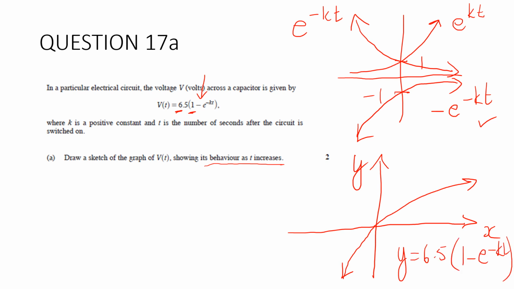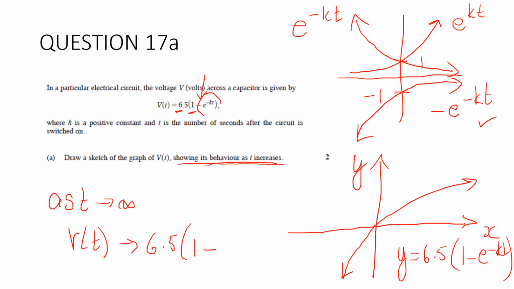Now, show its behaviour as t increases. As t tends to infinity, V of t tends to 6.5, 1 minus, and this thing here tends to 0, equals 6.5. So to show that on my graph, I'm going to put an asymptote in here, and that is 6.5.